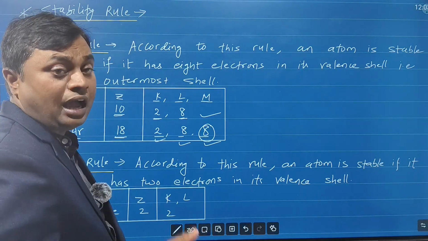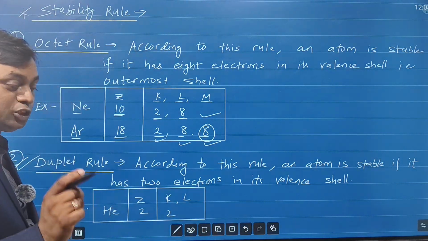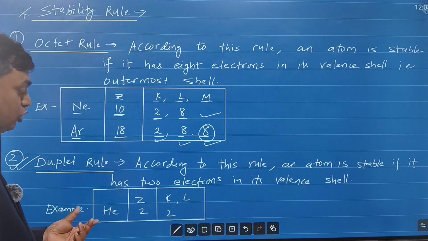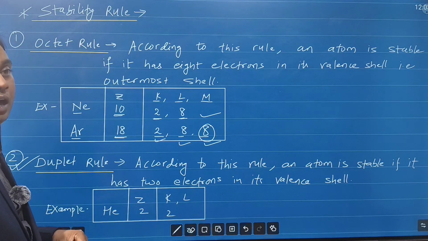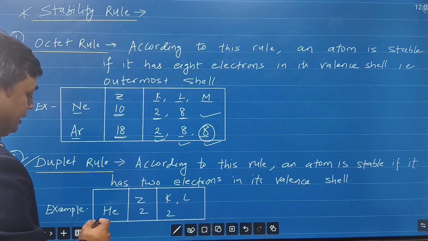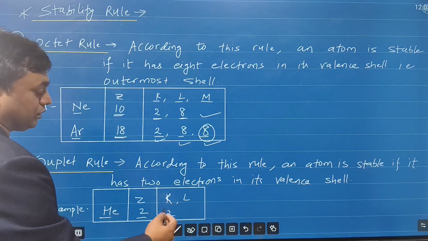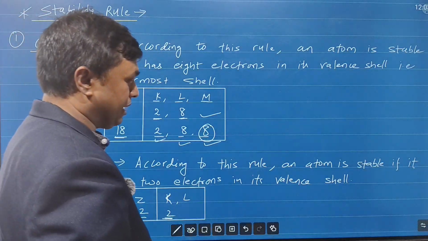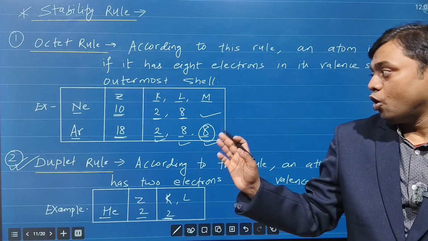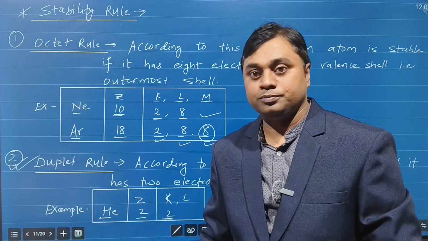Duplet rule states that if the valence electrons of the atom are 2, then it is stable. So this applies to helium and helium-like particles such as lithium ion. Helium's atomic number is 2, so valence electrons are 2. The first shell has only 2 electrons, that is the valence shell. Am I clear? So this is the octet rule and the duplet rule.